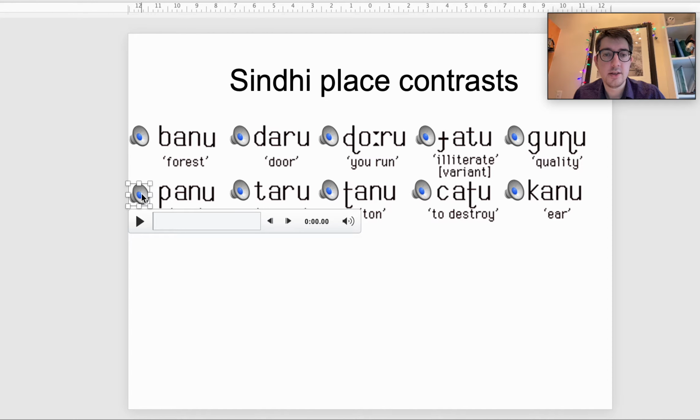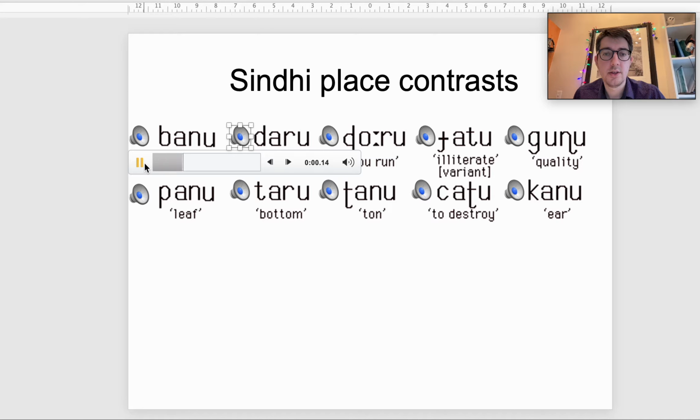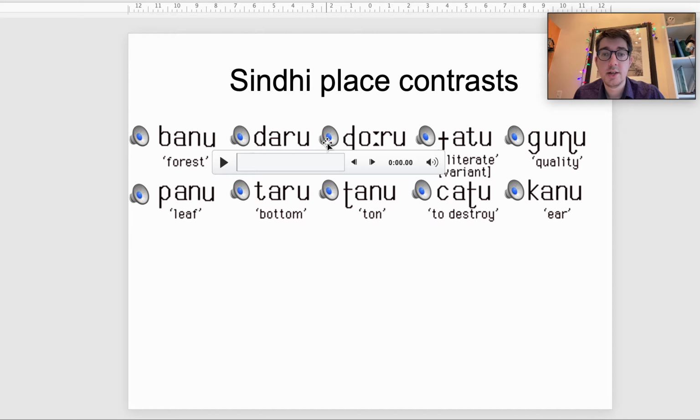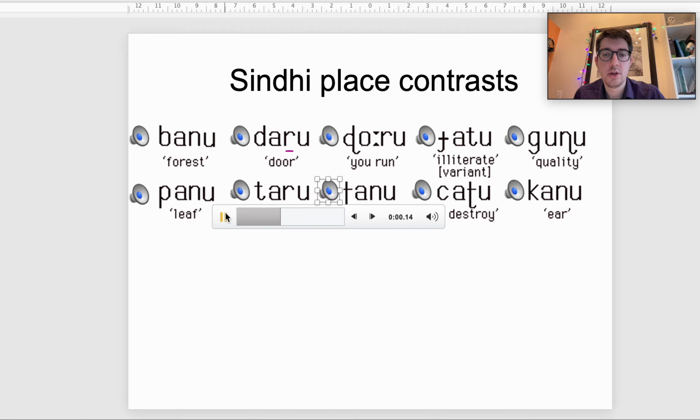Ban. So these are regular ones. Ban. Daru. Taru. So okay, we have R here, which is a trill, not a retroflex. But now we have a contrast between dor, door. Tanu.